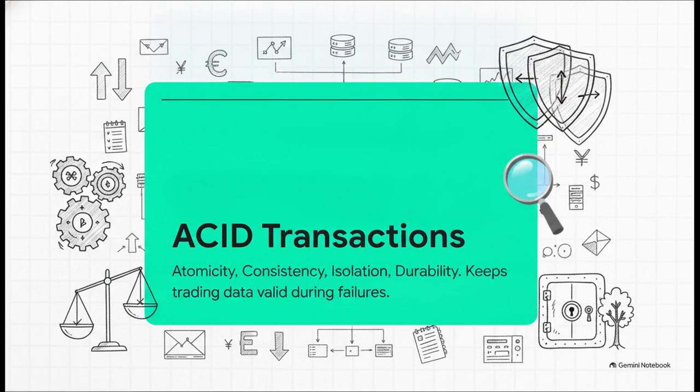Why? Because when a trade fires off, you have to execute an order, insert a trade record, update a financial position, and adjust a cash balance. If that process fails halfway through, your financial data is completely corrupted.